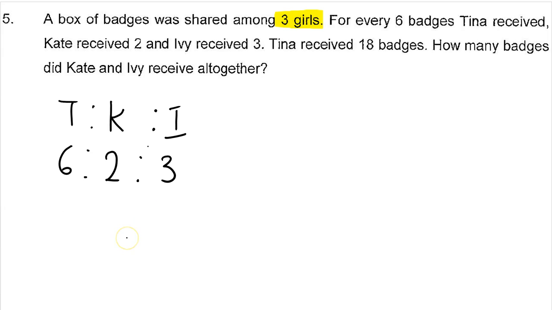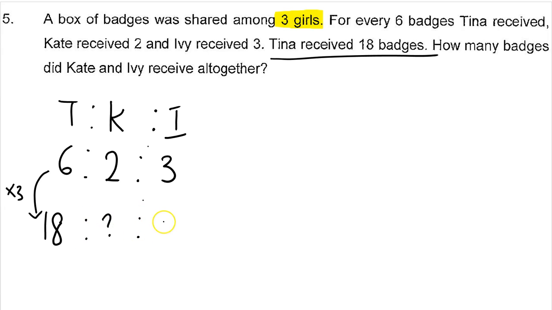So let's just go back to the question. Tina is going to receive 18. So Tina is going to get 18. Now how did 6 become 18? You know that it is multiplied by 3. The question would like you to find out how much Kate and Ivy will receive altogether. For us to find out, we need to find each individually first. Since you multiply Tina's by 3, you will have to multiply the rest by 3 as well.